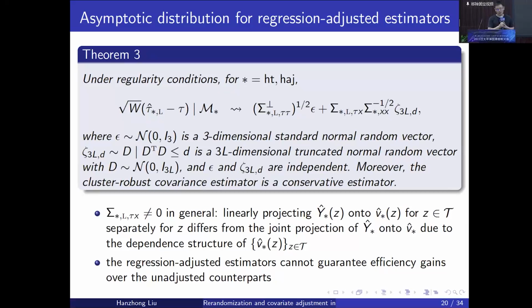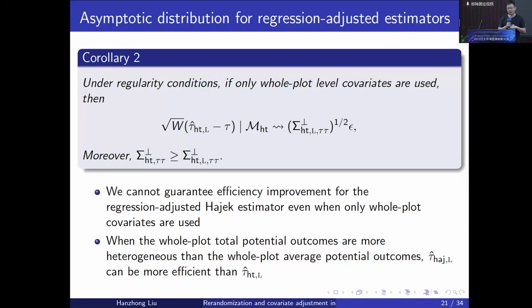Moreover, the regression adjusted estimator cannot guarantee efficiency improvement over the unadjusted counterparts. In some special cases, for example, if only whole plot covariates are used, then the regression adjusted Horvitz-Thompson estimator is asymptotically normal, with asymptotic variance smaller than or equal to the unadjusted estimator.